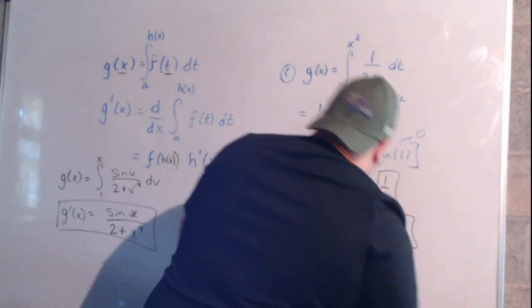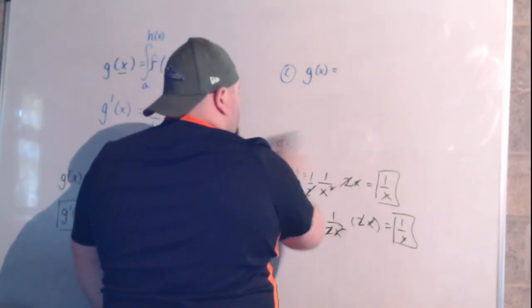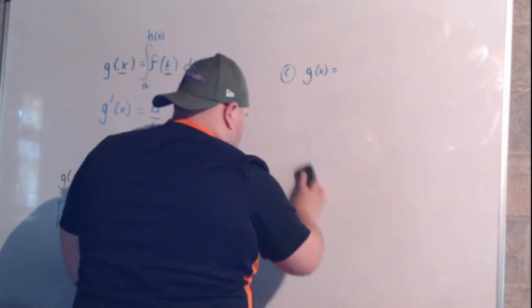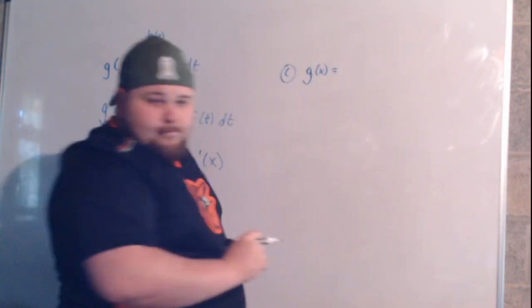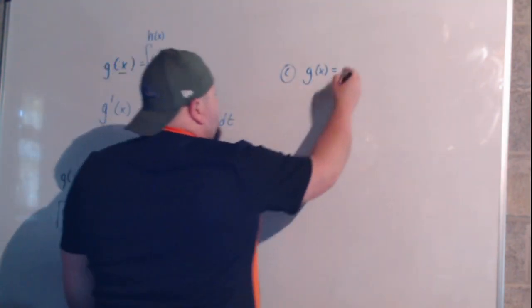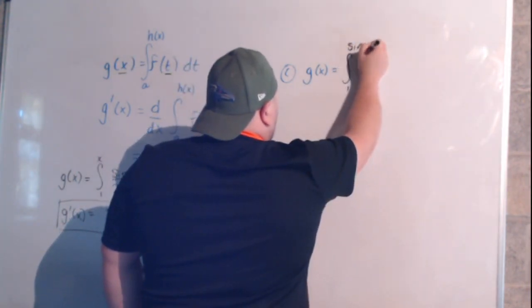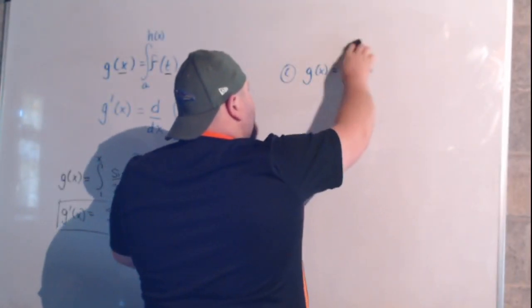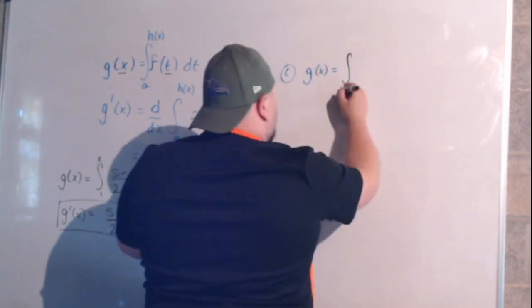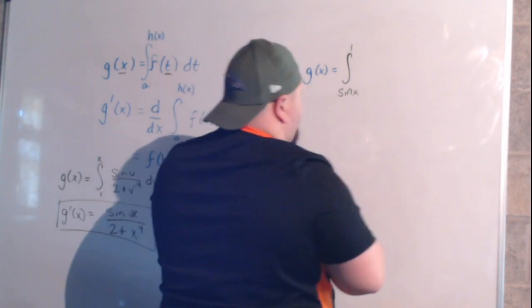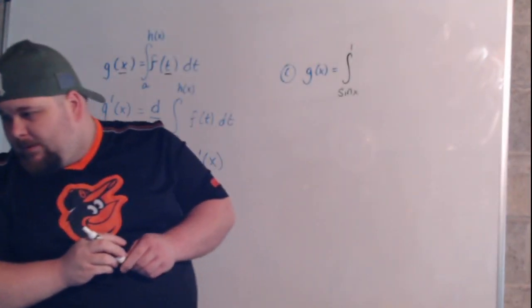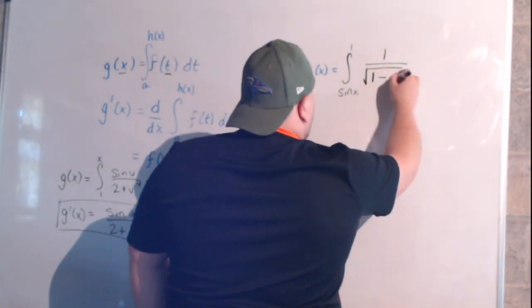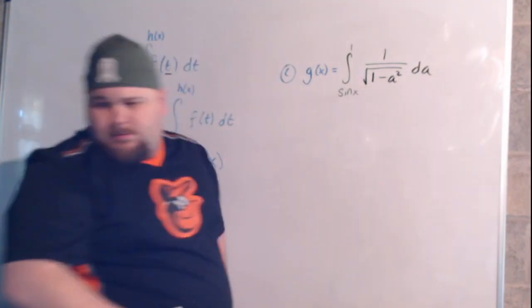All right, and the last one here is the integral from 1 to sine. And actually, let's do this, just because you may have a question about it. So let's just change it here. Let's start at sine and go to 1. And then let's have 1 over the square root of 1 minus a squared dA. Okay.